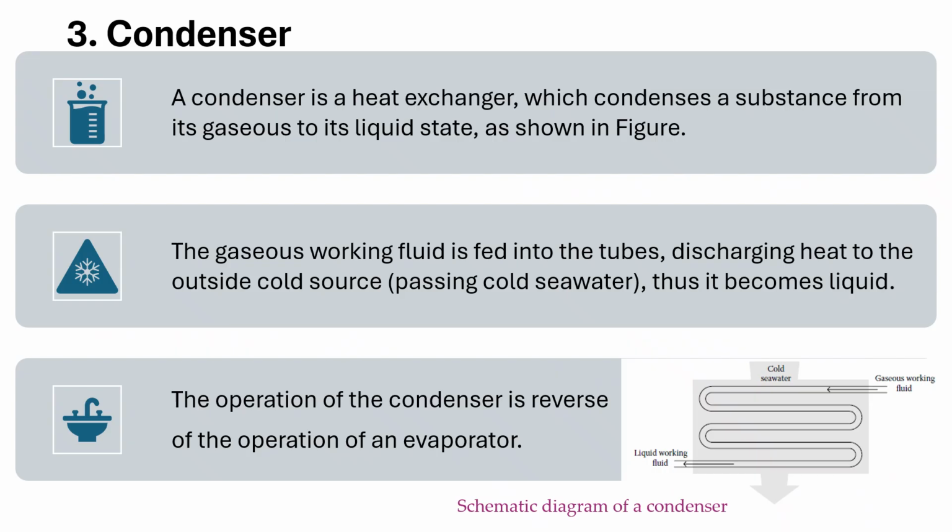Next is the condenser. The condenser is again a heat exchanger, which condenses a substance from its gaseous state into a liquid state, as shown in the figure. The gas passes through here, whereas we have the cold seawater. The gaseous working fluid is fed into the tubes, discharging heat to the outside cold seawater, and thus it is converted back into a liquid. The operation of the condenser is the reverse of the operation of the evaporator. And the condenser model is shown here.